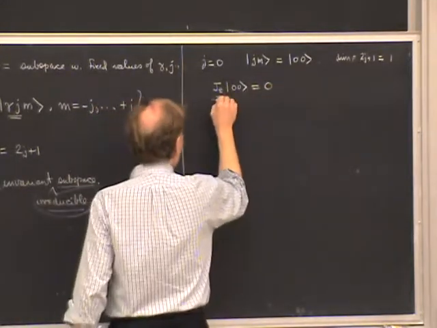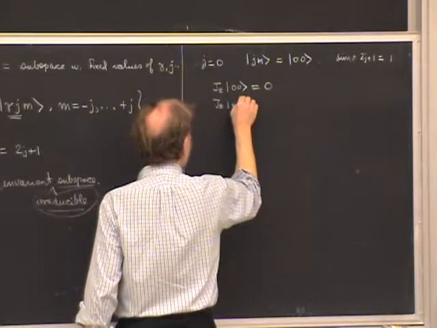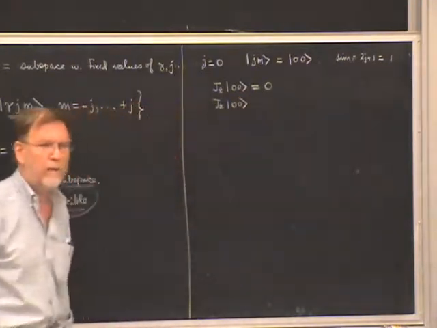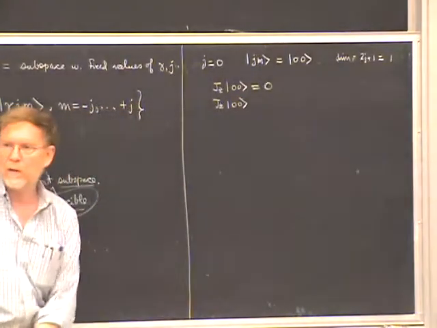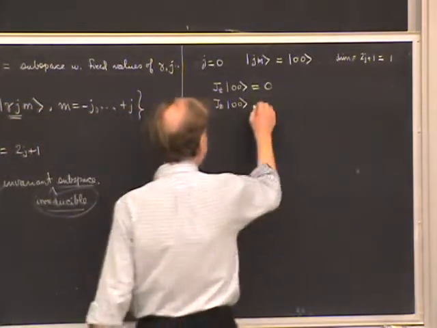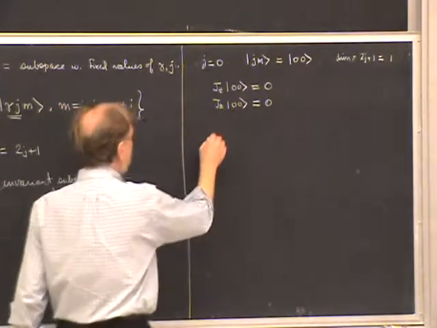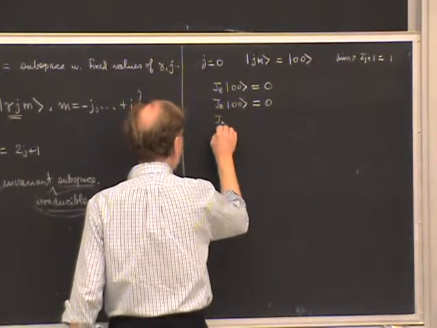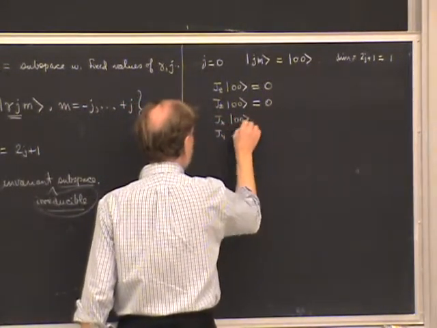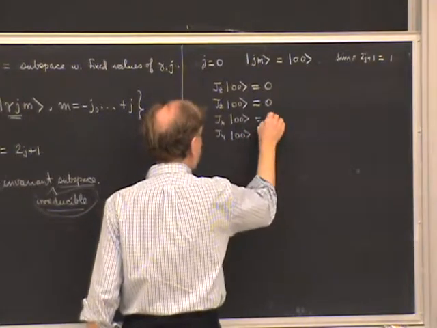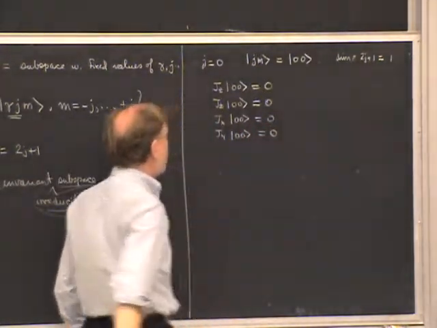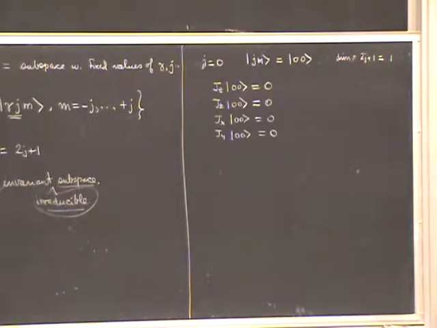If I let J plus or minus act on |0,0>, of course that raises or lowers the m value, but the only m value possible is 0, so it annihilates both of them. Both of them annihilate that, and you get 0 again. And this implies that Jx and Jy acting on this state |0,0> is also equal to 0. All three components of angular momentum act on the vector |0,0>, and just give you 0 as an answer.